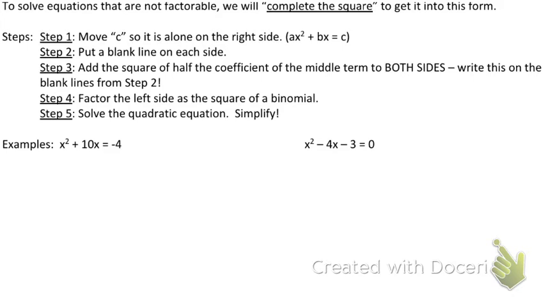Then we're going to put a blank line on each side. Then number 3, we're going to fill that blank line. We're going to add the square of half the coefficient of the middle term. That's actually what we just got done doing up above, believe it or not. Then we're going to factor the left side as the square of a binomial, which is also what we did above, and solve the quadratic equation to simplify. We're going to walk through it with this first example. x squared plus 10x equals negative 4. On this one, is c alone on the right-hand side? Yes.